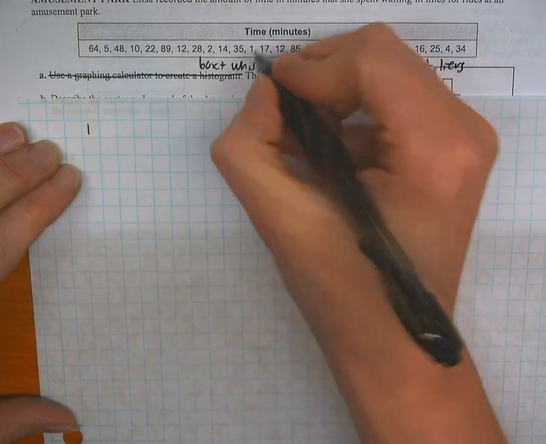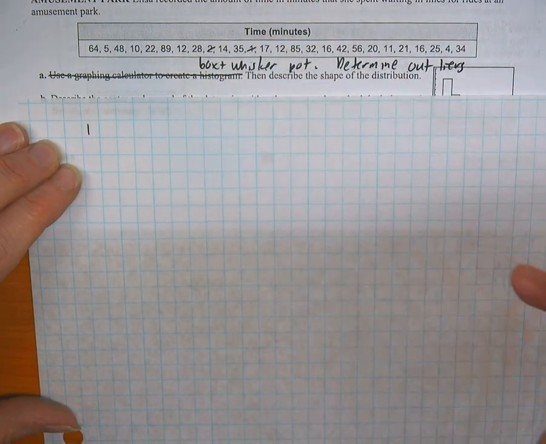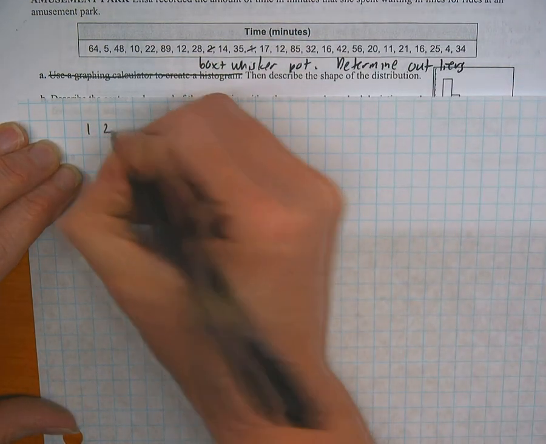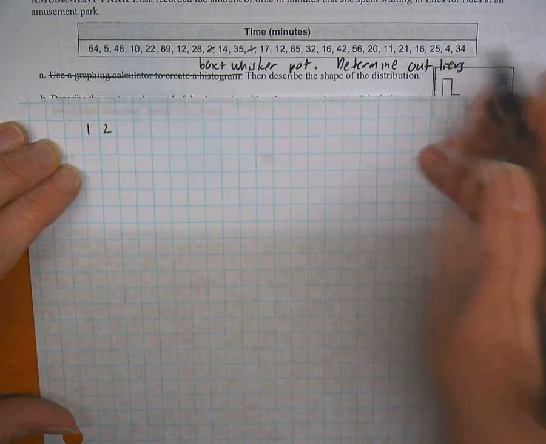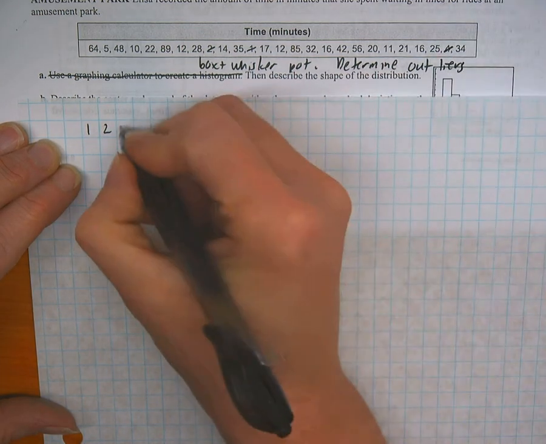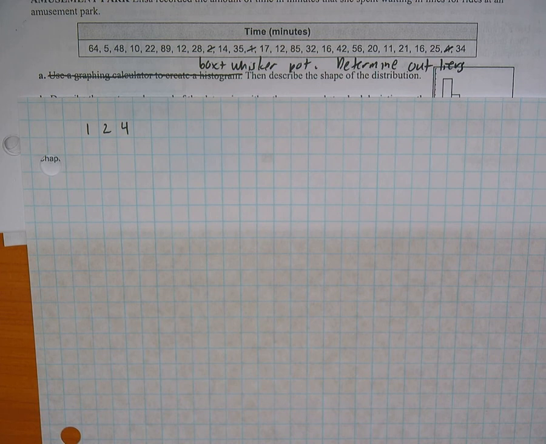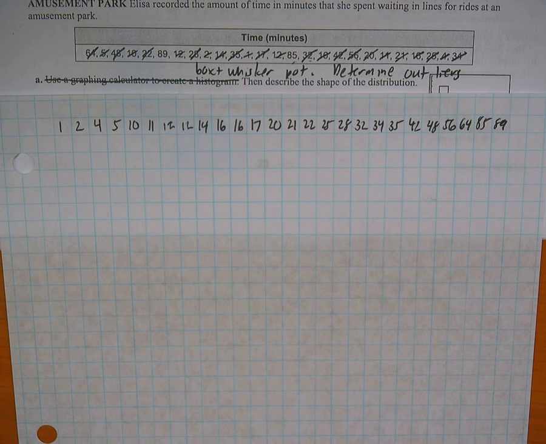So I see a 1, I see a 2, I see a 4. So you're just going to keep writing the numbers out in order until you have all of them. I'm going to pause the video for a minute to do that. Okay, so now I've got the numbers all in numerical order. The shortest time she spent waiting for a ride was 1 minute. The longest was 89 minutes.